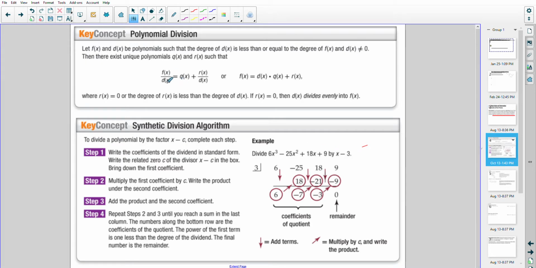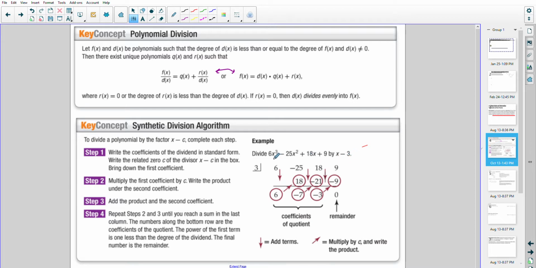When you divide polynomials, you're going to end up getting a quotient and then a remainder. And you would put the remainder over the divisor. These are equivalent forms. The only difference is that on the right side, they multiplied d of x through on both sides. So how do you do synthetic division?